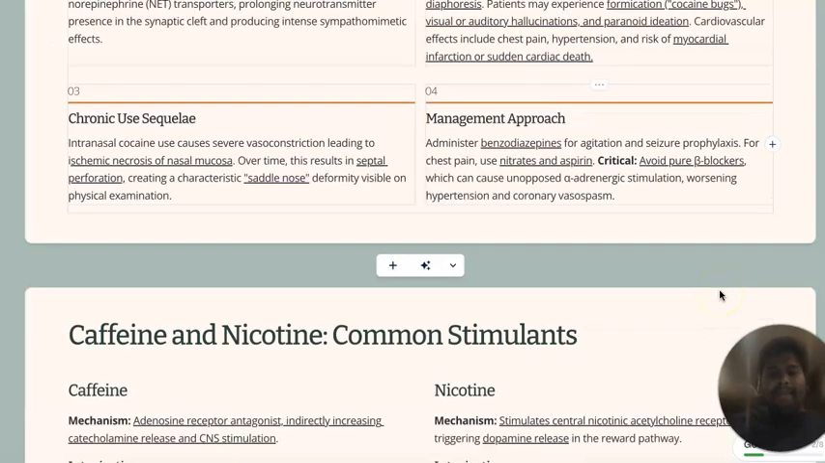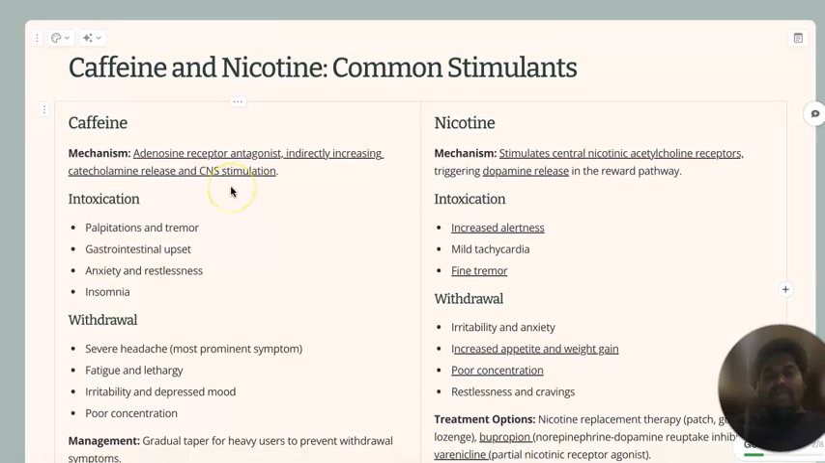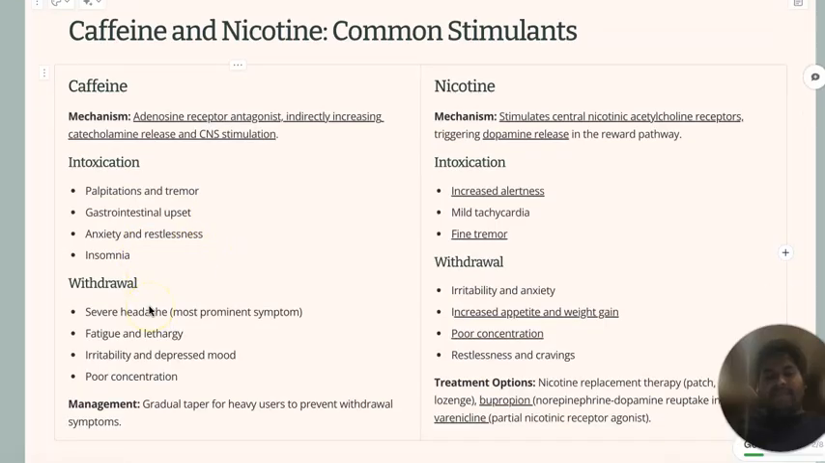Okay, and caffeine and nicotine, these are common stimulants. Caffeine, its mechanism is that it is an adenosine receptor antagonist, and it indirectly increases catecholamine release, and thus leads to CNS stimulation. So caffeine is seen in coffee. We regularly use coffee. The symptoms include palpitation, tremor, gastrointestinal upset, anxiety, insomnia, and if the person withdraws and develops withdrawal symptoms from caffeine, then he may have severe headache.